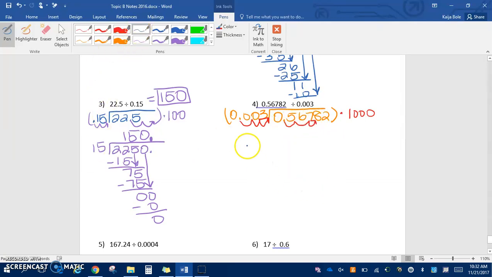So I'm going to move this decimal over 1, 2, 3 times. So when I go to rewrite it, I'll have 3 on the outside, and on the inside I will now have 567.82. Bring up that decimal.